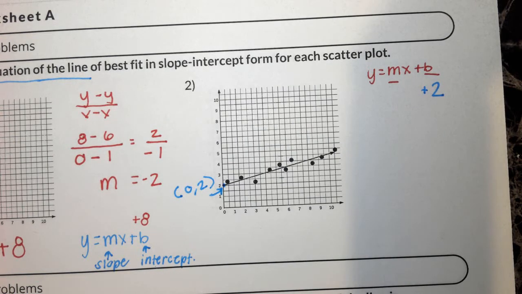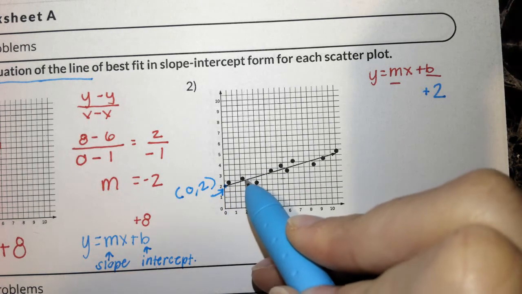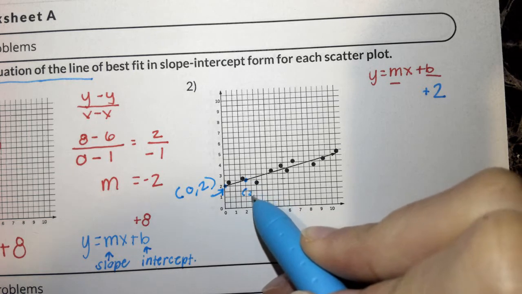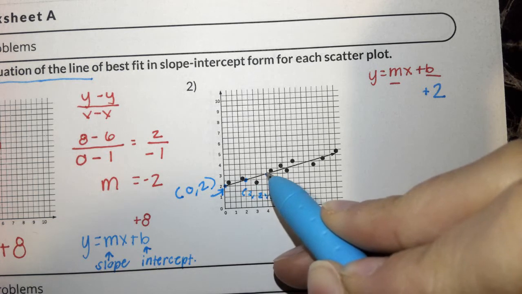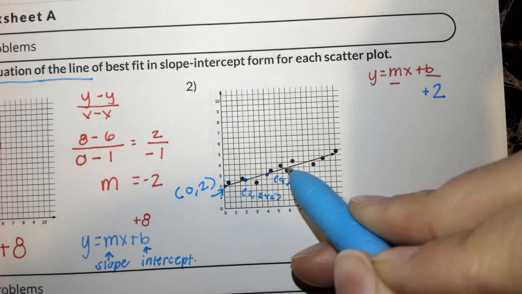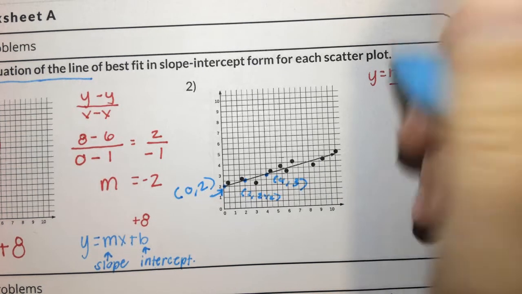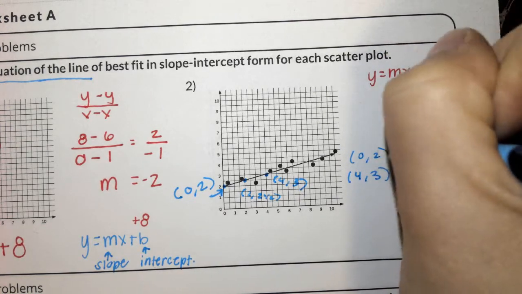Hopefully you've paused that and found where it's going to cross. If I drag this line, I could say it's going to cross here at (2, 2.5). I could keep going and say it's going to cross here at (4, 3). You could go up more. It would cross at (6, 3.5). But the main points that I'm going to use are this (4, 3) and (0, 2).